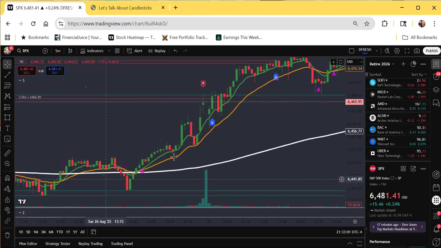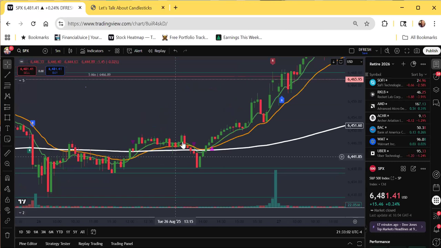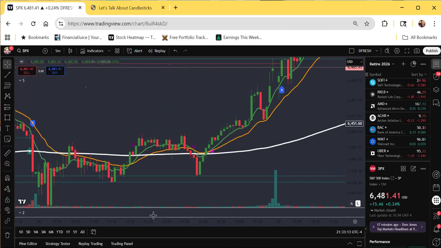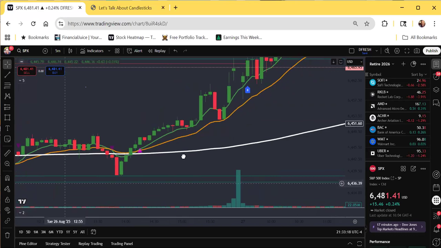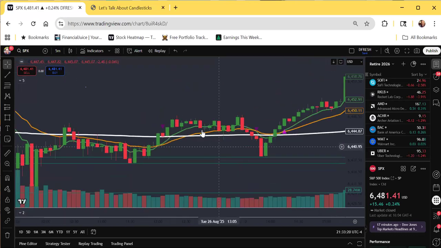Let me bring it up. Sort of like here. What about here? You see how this is a green candle? Hold on, let me stretch it out some. Like this, I see a green candle, but that EMA, the 8 EMA, is pointing down.